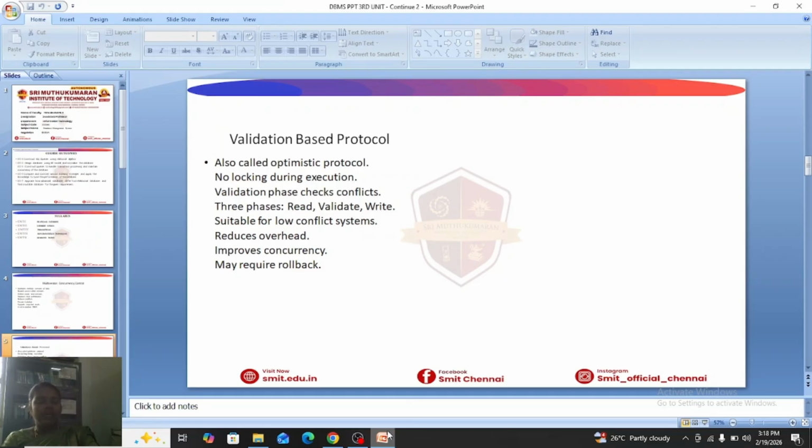Okay. Advantages of using this validation protocol: no locking, no deadlocks, and good for read-heavy workloads. Okay. And then we need to see where this validation based protocol is used: in some in-memory databases, distributed systems and real-time systems. Alternatively, we can use this validation based protocol with two-phase locking and multi-version concurrency control. Okay.